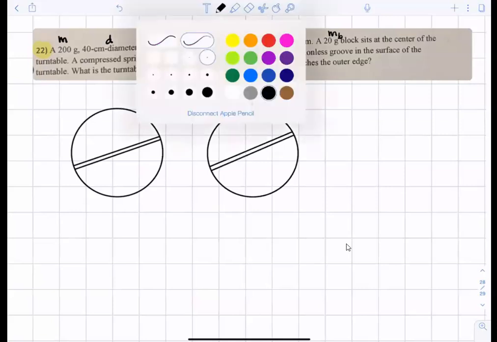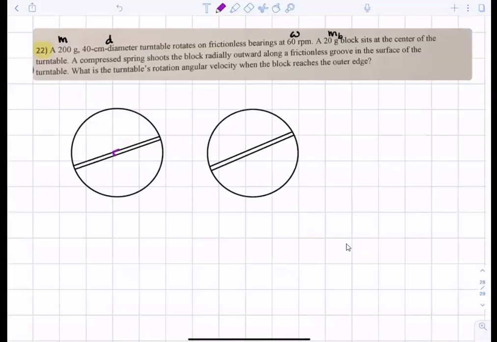Alright, so I'm going to put my little block right in the center. So in the first phase, it's in the center. Now it kicks out all the way to the edge, and it's going to be positioned somewhere here. Everything is frictionless, so let's call this position 1, and this position 2 of observation. Position 1 moves with an omega 1, and that will change to omega 2.